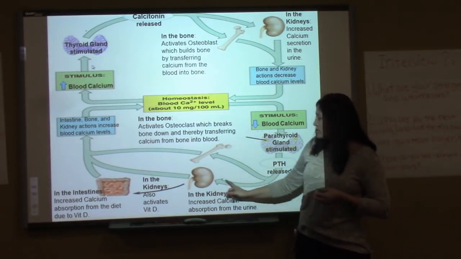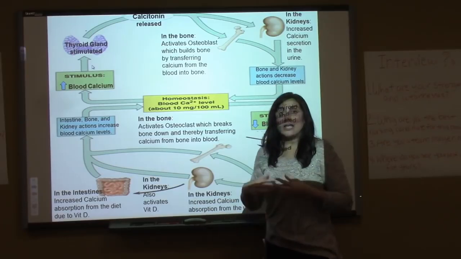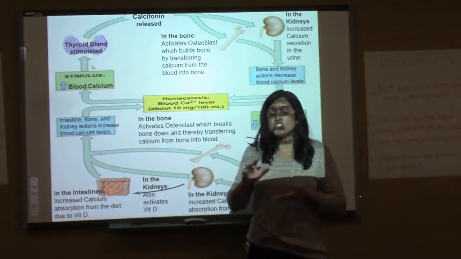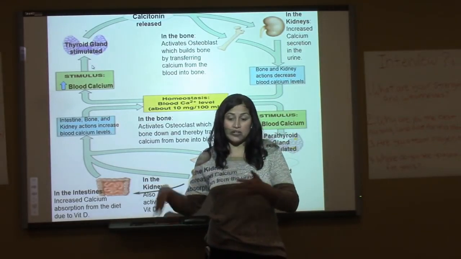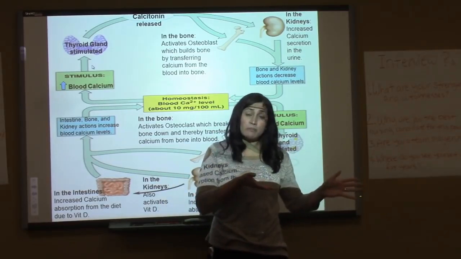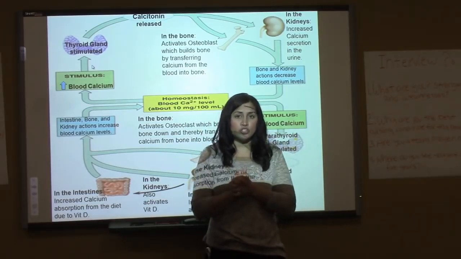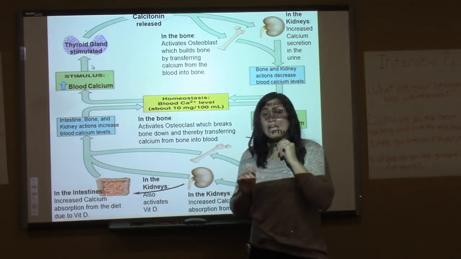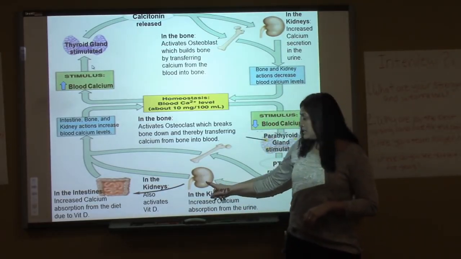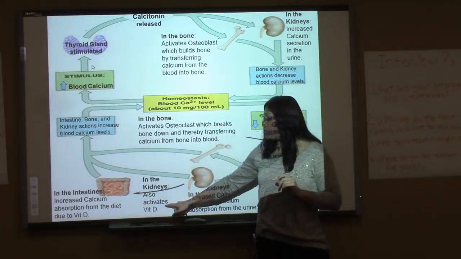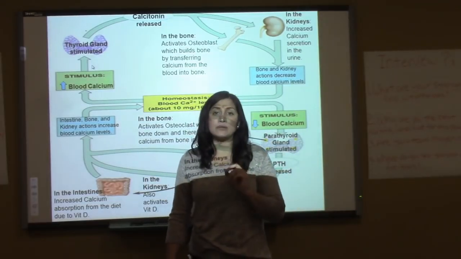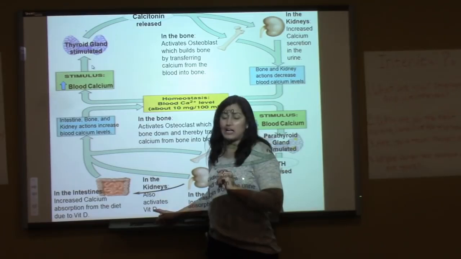Another thing PTH does is it goes to your kidneys. In your kidneys, it causes your kidneys to reabsorb calcium from your urine. So it doesn't allow you to pee out your calcium. It causes it to be taken back in. When you reabsorb it, where does the calcium go? Into the bloodstream. So again, your blood calcium levels are starting to rise. So those are two things. In addition, parathyroid hormone does one more thing. In the kidneys, PTH causes your kidneys to activate vitamin D. PTH causes vitamin D activation.